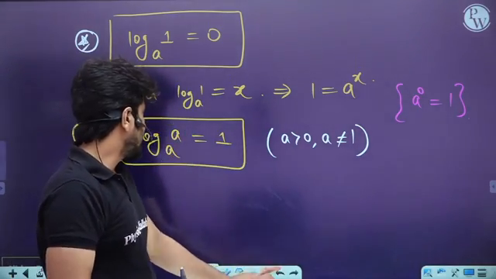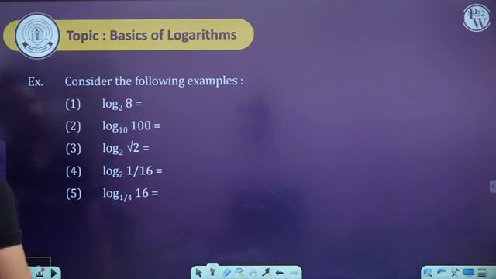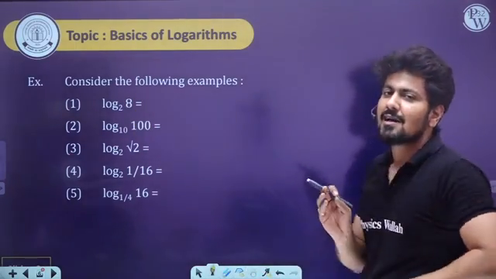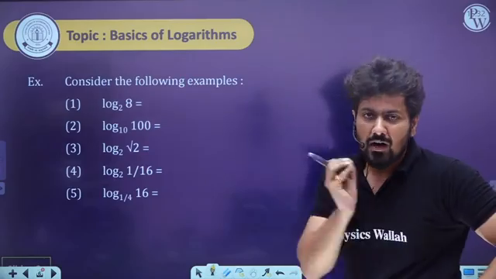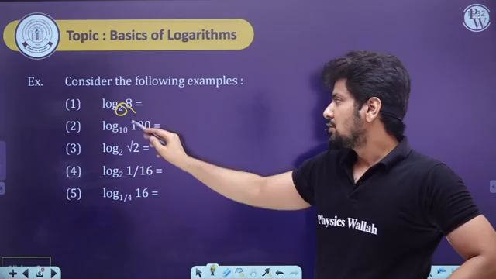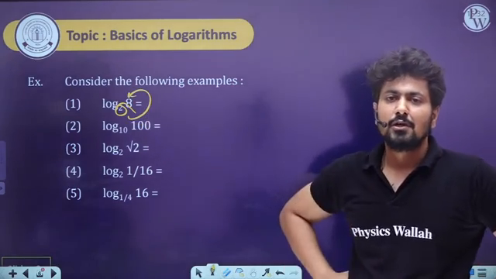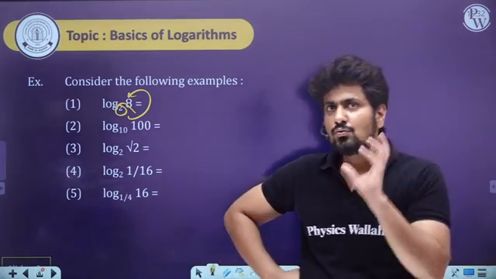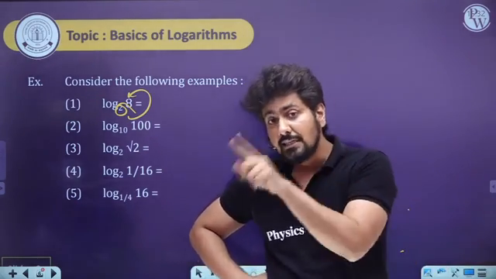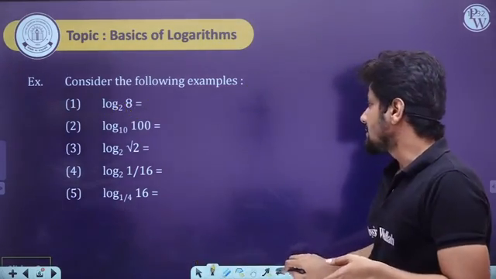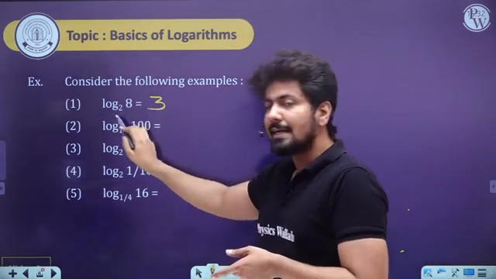Okay. Now let's practice some examples on it. See, log of 8 to the base 2. If somebody asks you what's the value for log of 8 to the base 2, they are just asking you the power: the power that the base 2 should be raised to get this number 8. We know that 2 raised to the power 3 is 8. So our answer will be 3. Either you can directly answer like this.